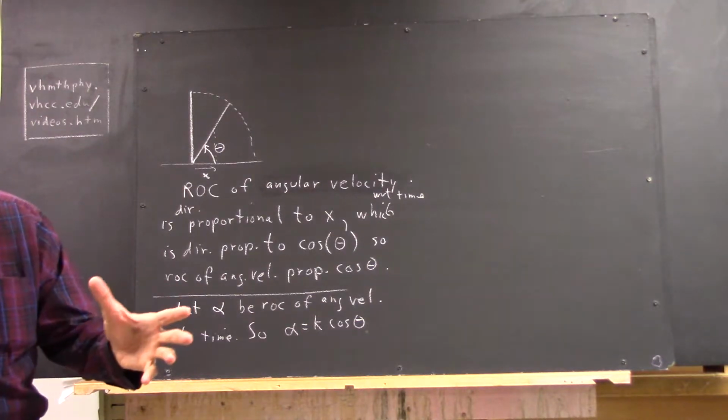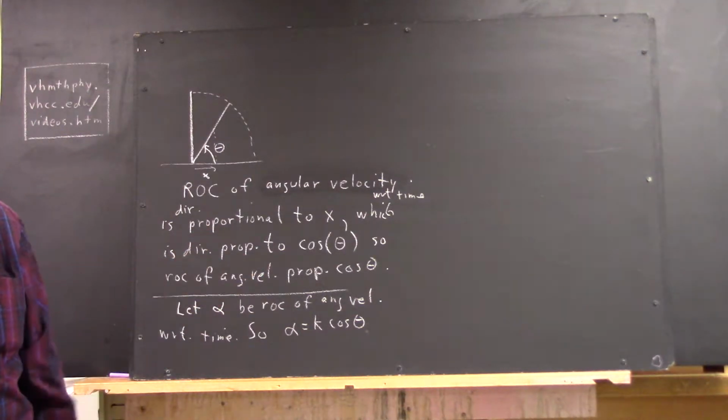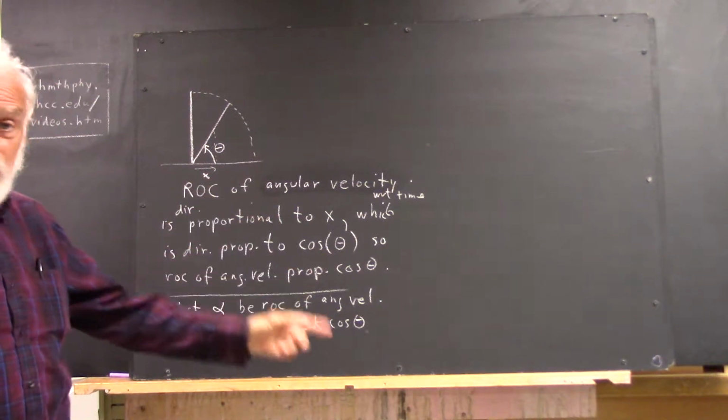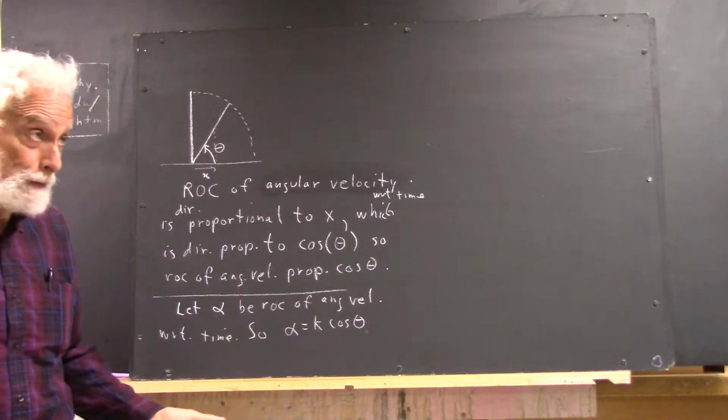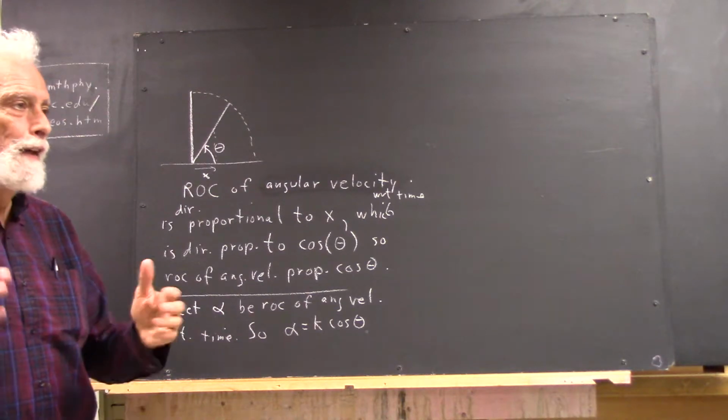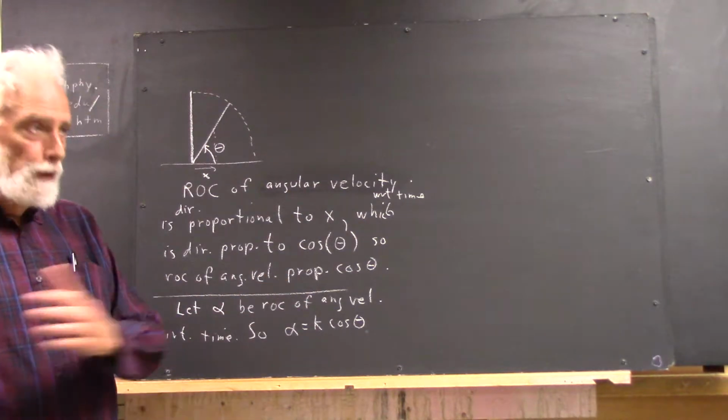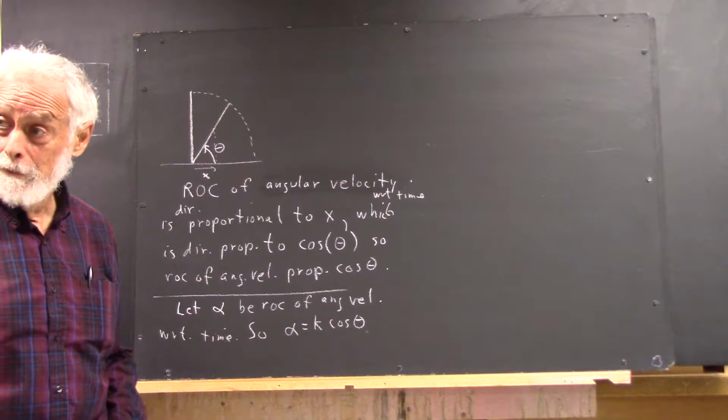Does that make sense? Yeah. You know, being proportional to something is kind of transitive. Well, it is transitive. If this is proportional to that and that's proportional to the other thing, then this thing is proportional to the other thing. Okay? Yeah.